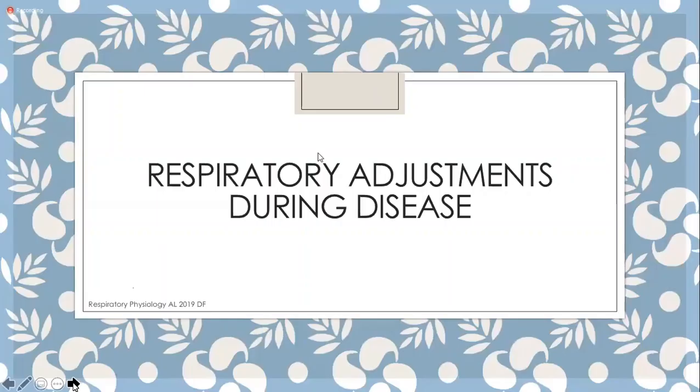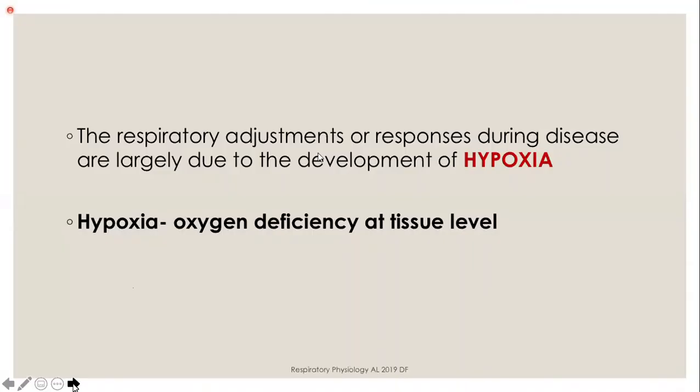Okay, thank you. Right, so we will go to the next part then, respiratory adjustments during disease. Respiratory adjustments or responses during disease are largely due to the development of hypoxia. And hypoxia is defined as oxygen deficiency at tissue level. So the respiratory system will try to overcome or compensate for hypoxia by its responses.